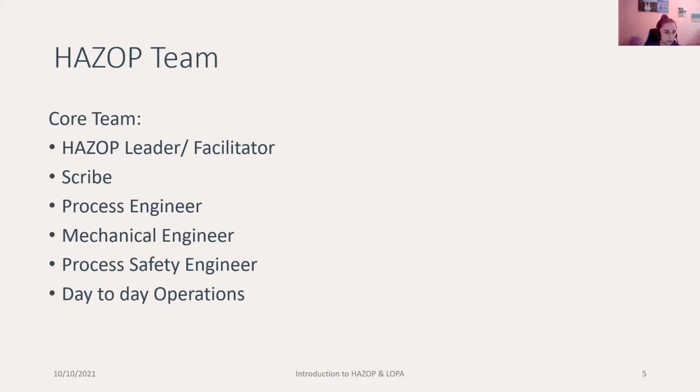So the core team, which 100% should be attending the meeting, are, first of all, the HAZOP leader and facilitator. Think about him as the leader of the meeting. This person should have a very good experience in the process, should be accredited, should be well trained, and should perform, because on his performance depends the best outcome of the session itself.